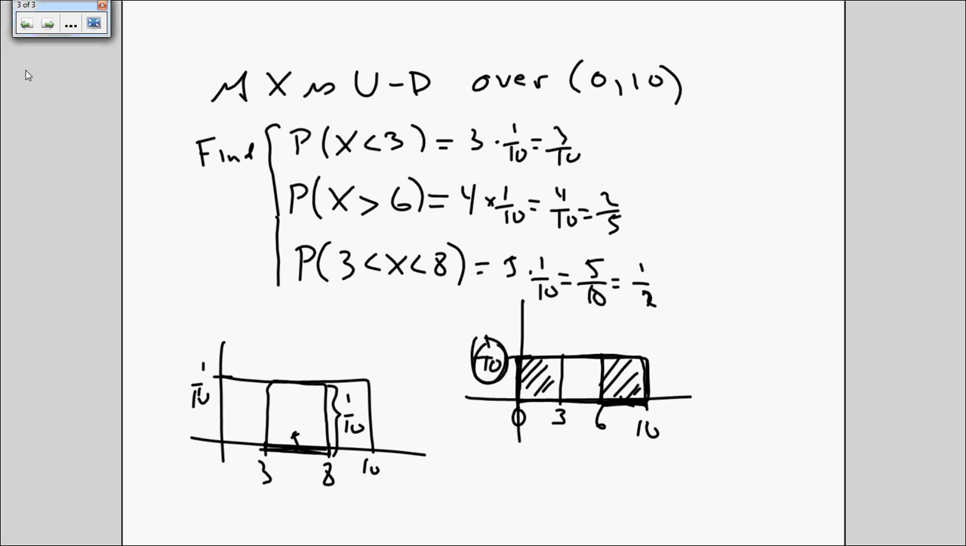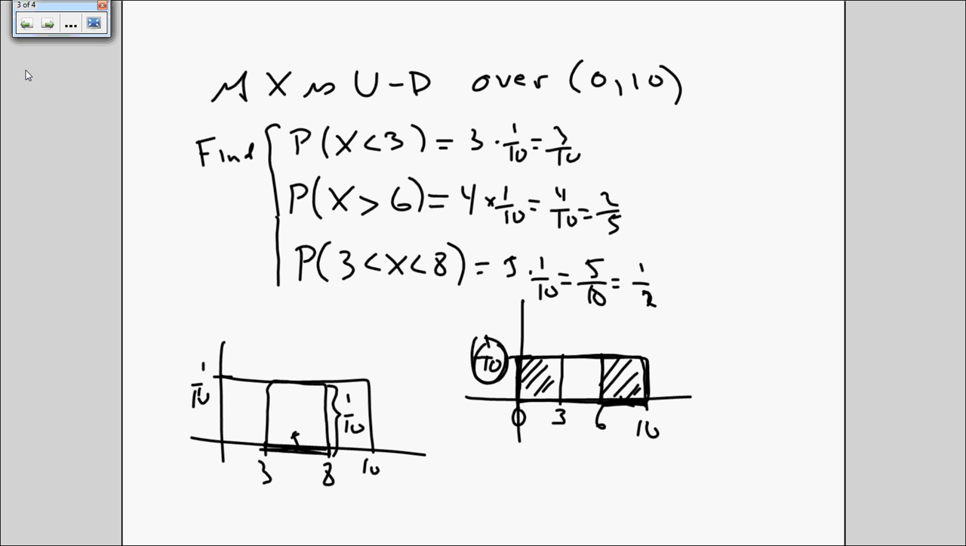Just finding areas of rectangles. We know the height is always the same for a given problem, and in this problem it is 1/10, and we find the base. We know it goes from A to B. The base is B minus A. In the last problem, it went from 3 to 8. Just do 8 minus 3, and you'll get the base, which is 5. The height is 1 over 10.